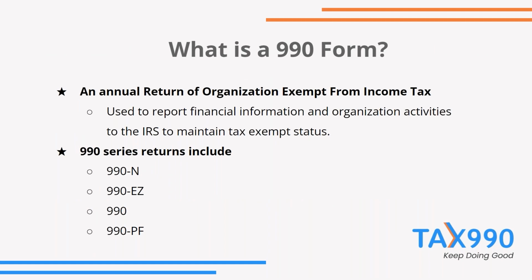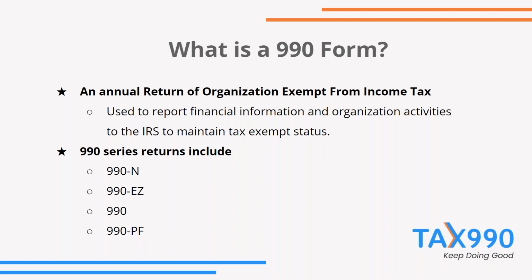A 990 series return is a return filed by a nonprofit organization annually to report activities and financial information to the IRS. The 990 series forms consist of the 990N, the 990EZ, the 990, and the 990PF. An organization files one of the 4 forms annually based on their financial and exempt status. The 990 series return is filed separately from the 990T form.